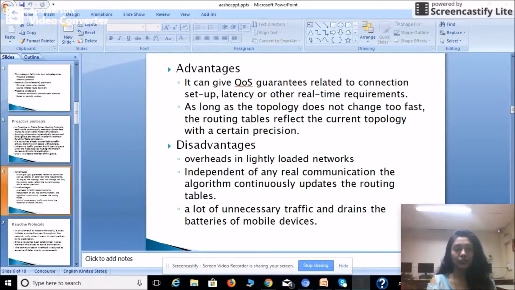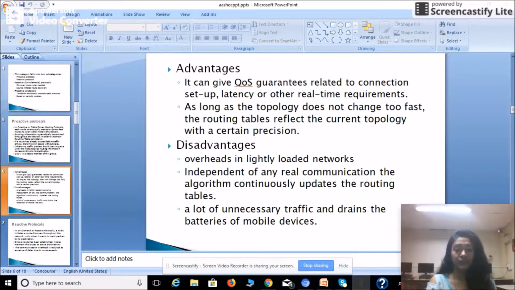A disadvantage of this proactive protocol is overhead in lightly loaded networks. This means that if the network has very low traffic, then it will act as an overhead. Independent of any real communication, the algorithm continuously updates the routing table. These proactive protocols need regular updates for routing, independent of the real communication going on in the network.